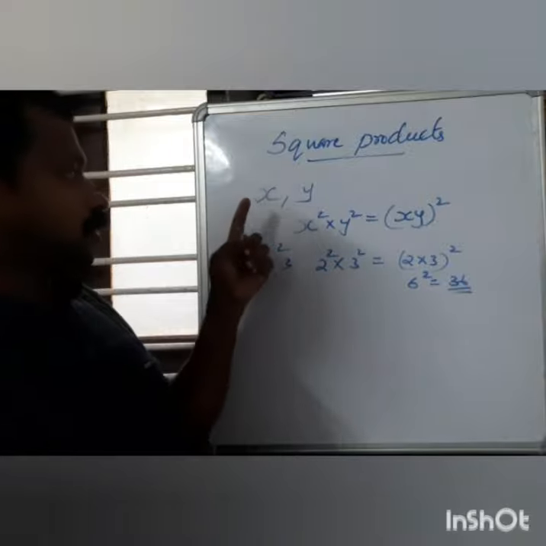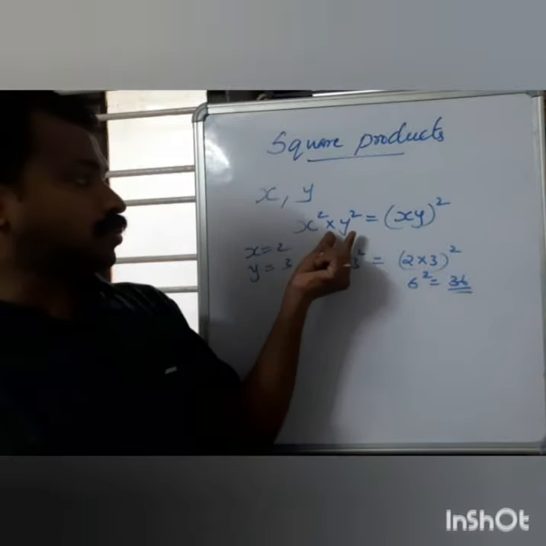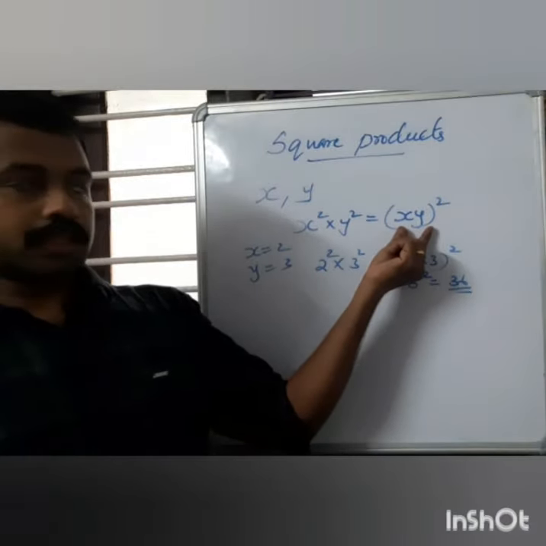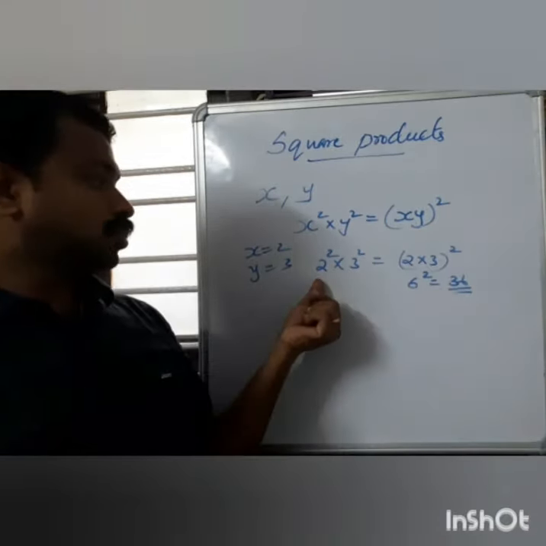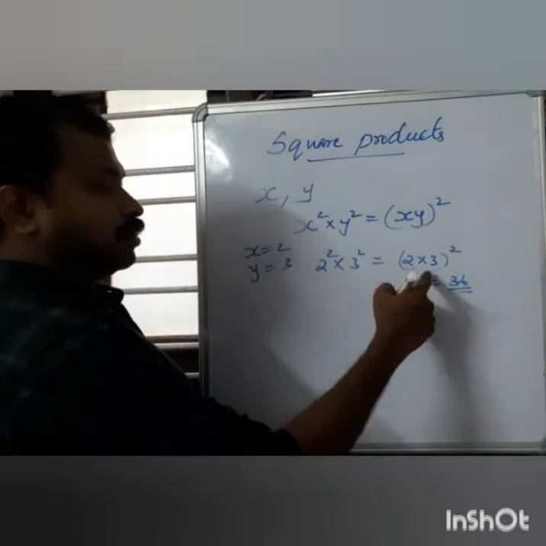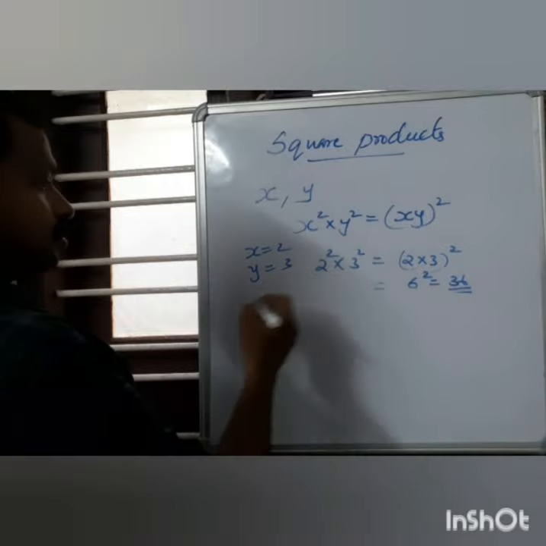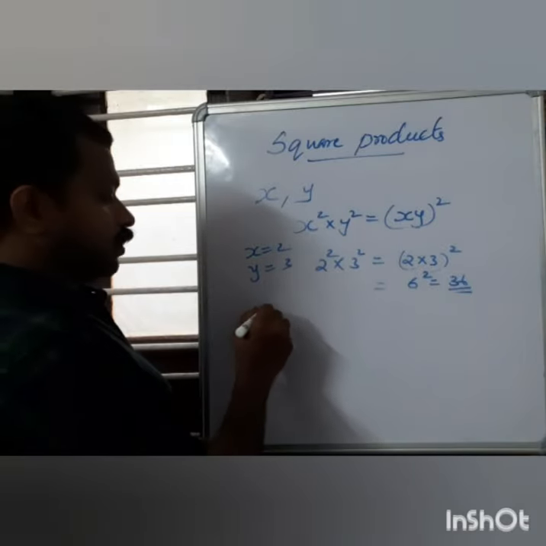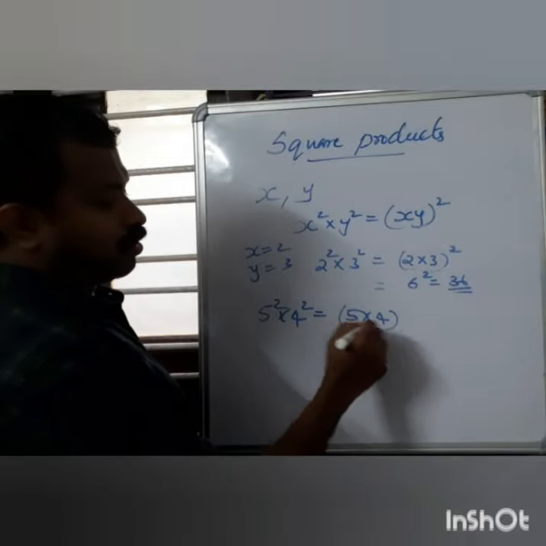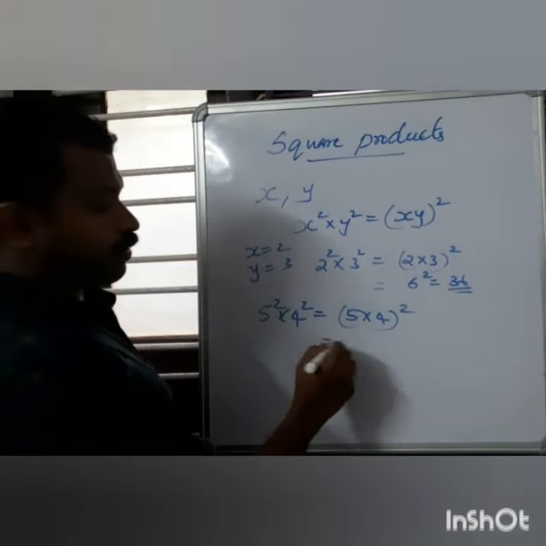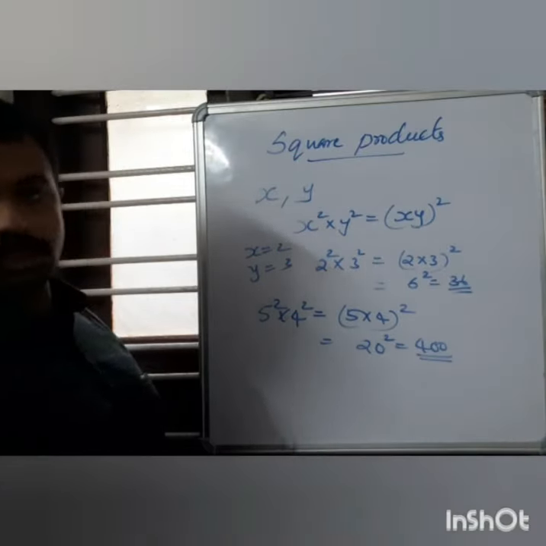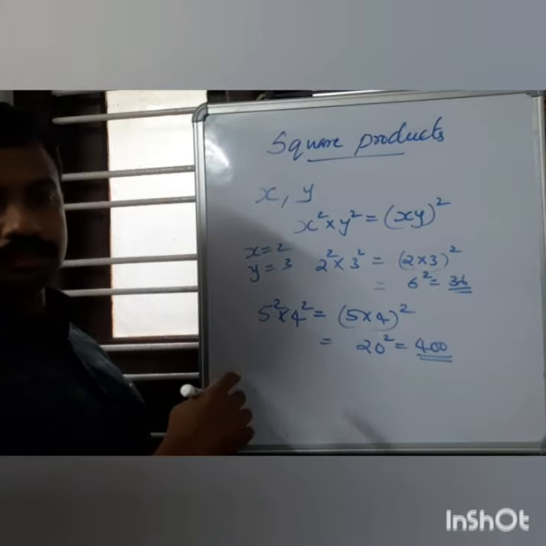So the numbers are x and y. You can write x square into y square. Instead of finding separately, we can write it together, xy whole square. 2 square into 3 square is 2 into 3 whole square, you are getting 36. If 5 square into 4 square, I will write 5 into 4 whole square. So 5 into 4 is 20. 20 square is 400. So easily we can find like this.